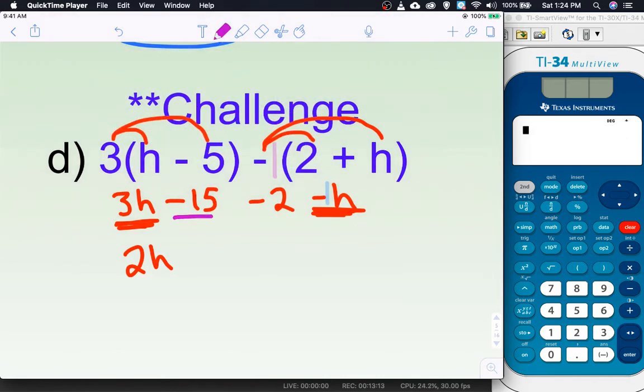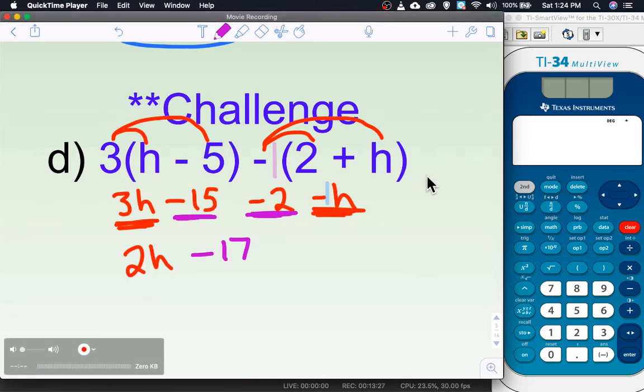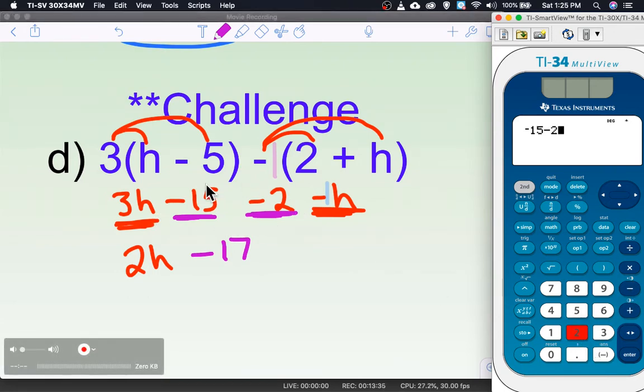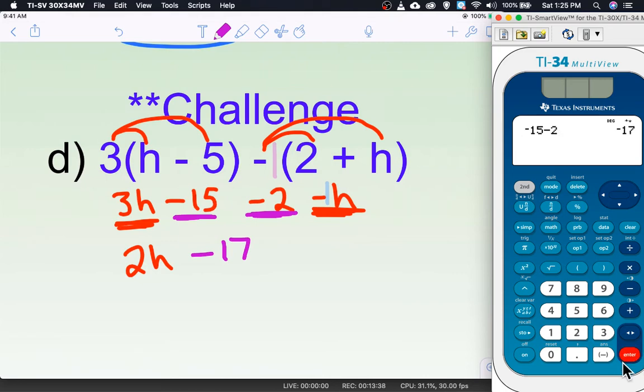My constants, the guys without variables, I have a negative 15 and a negative 2. Those can be combined together. Negative 15 and negative 2 combined together gives us a negative 17. Now, on your calculator, you can do it like this. Negative 15 minus 2. So it looks kind of like this. Negative 17. You could do negative 15 combined with plus a negative 2. That's also negative 17.